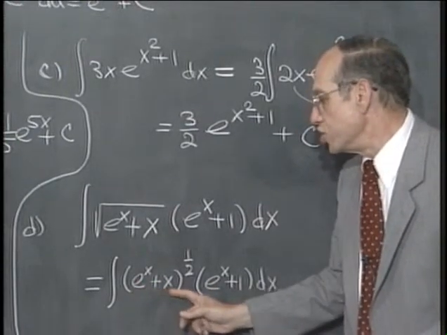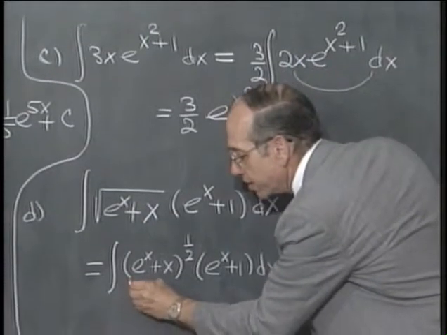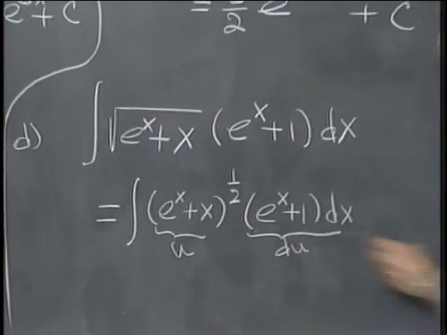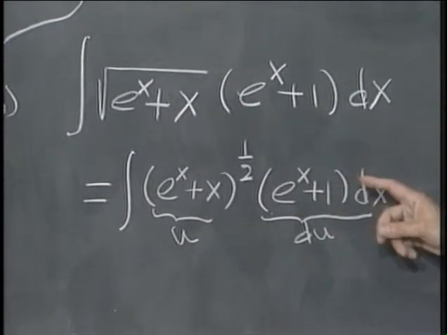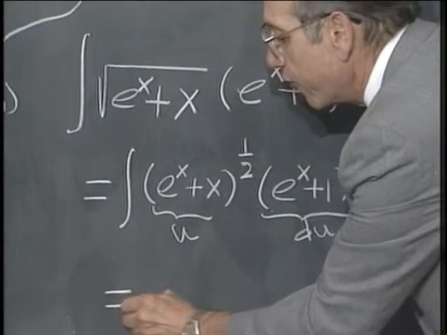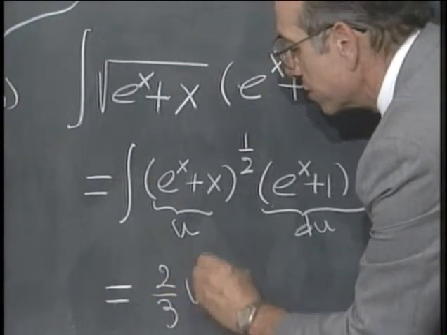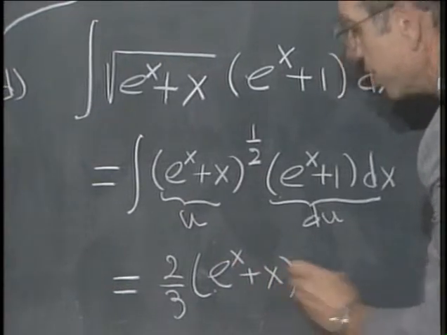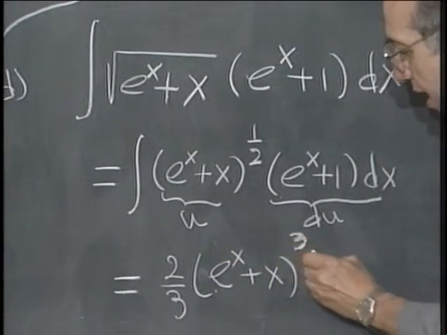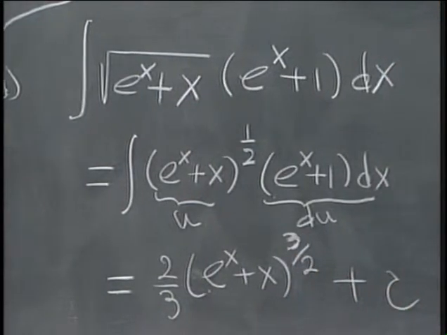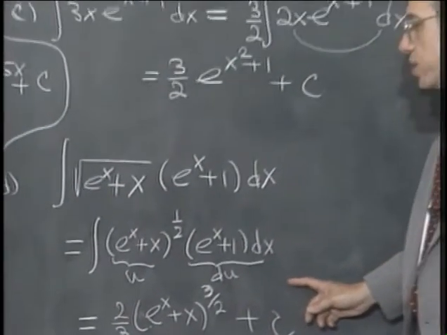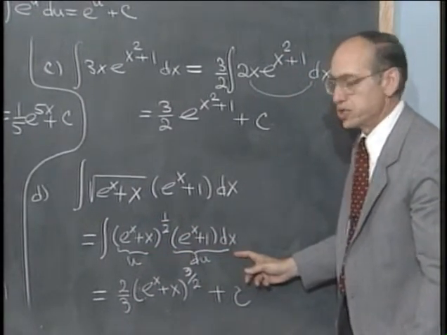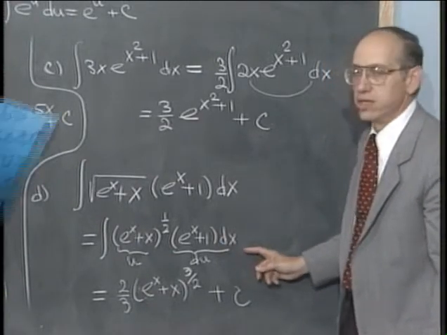So what I really have here is u to the 1/2 times du. Can you see that? This is u, so this is u to the 1/2, and then this entire expression here is du. So since I have u to the 1/2 du, I can take the integral as an algebraic integral. The integral of u to the 1/2 is 2/3 u to the 3/2. But in this case, u is e to the x plus x to the power 3/2 plus c. That's a tricky one. Look it over again and make sure you understand what we did. We identified this as u, and we noticed that this factor was precisely the differential. So we were able to do the integral as u to the 1/2 du.